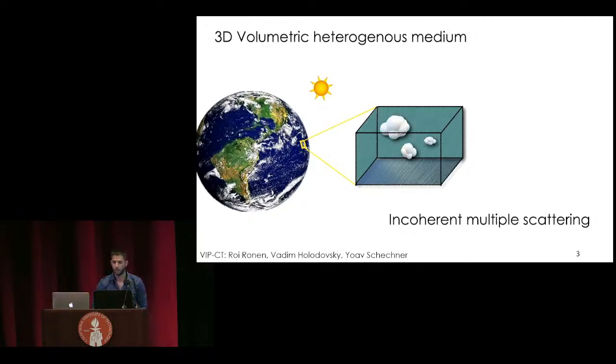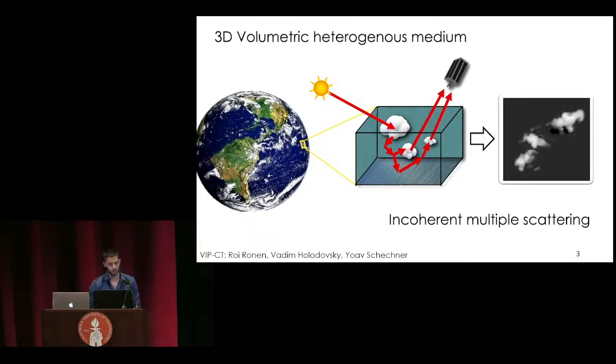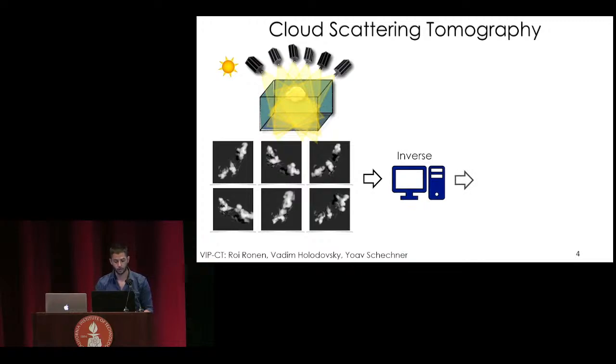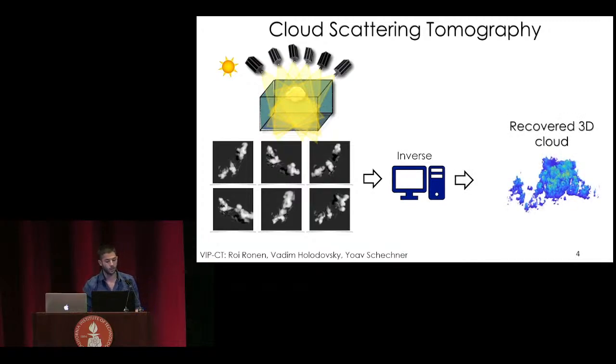The atmosphere, including clouds, is a three-dimensional, heterogeneous, highly scattering medium. Sunlight is scattered multiple times in the atmosphere, yielding cloud images. From these images, we derive scattering tomography, aiming to recover the 3D inner structure of small clouds. So, what does it require? First, we need high-resolution multi-view images from a wide angular range.